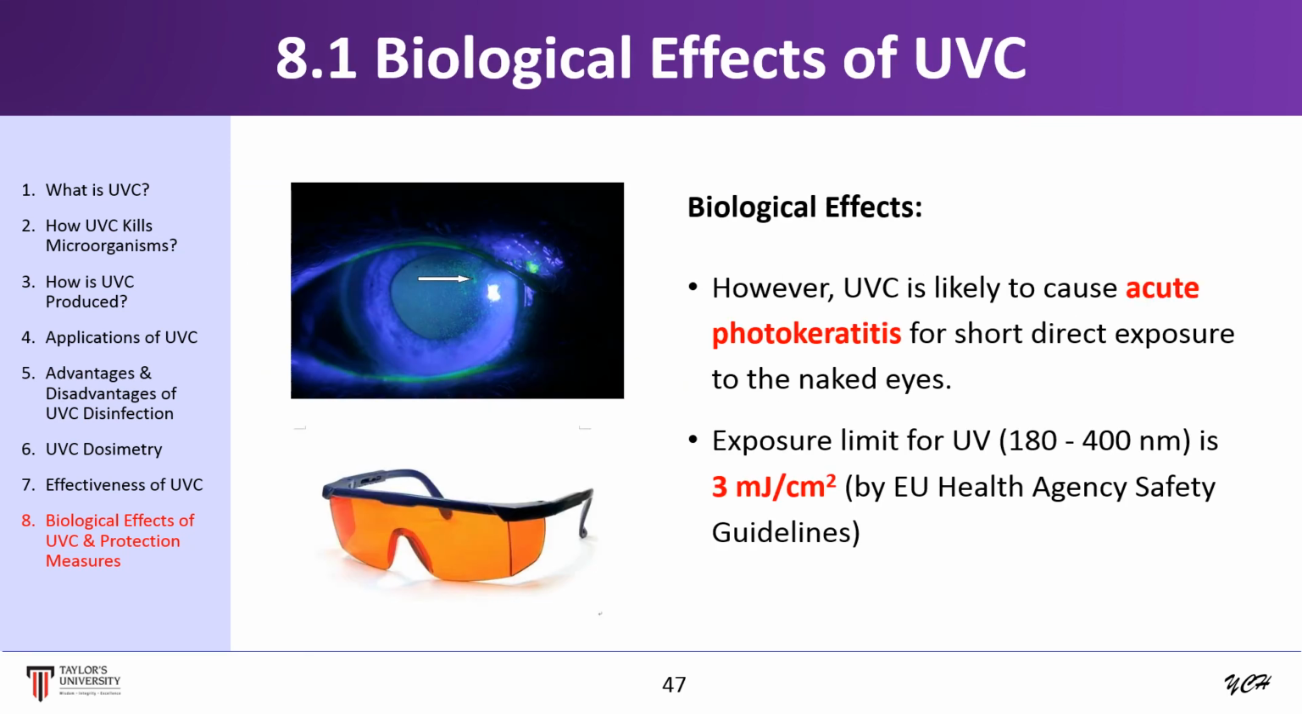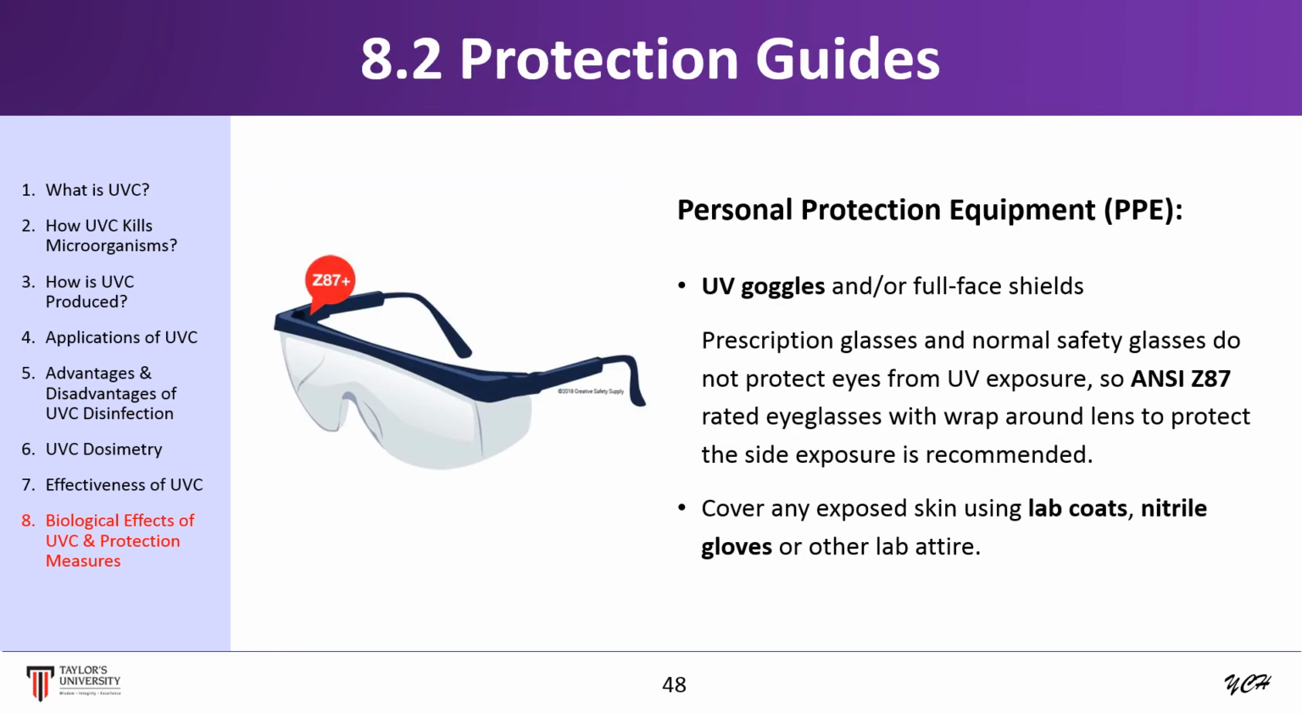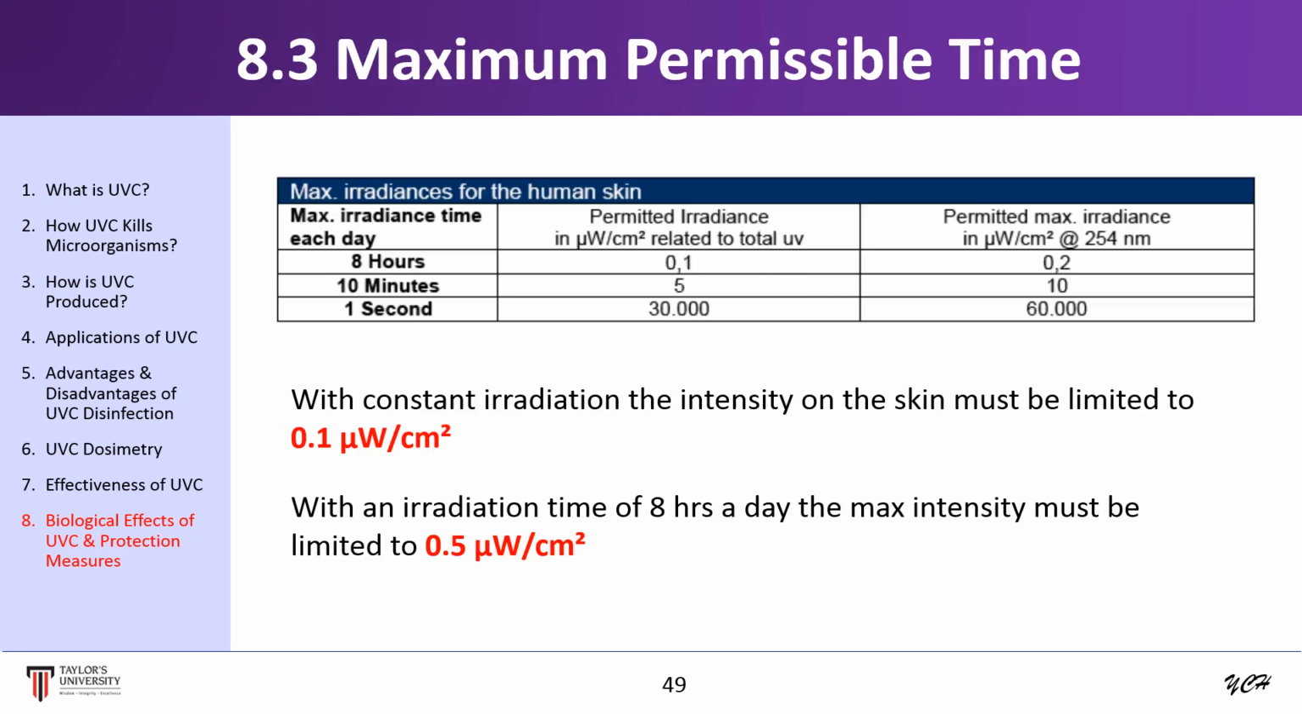However, UVC is likely to cause acute photokeratitis at the eye for short direct exposure to the naked eyes. An exposure limit for UV is 3 mJ per cm square as recommended by the EU Health Agency safety guidelines. And for personal protective equipment, UV goggles or the full face shields are recommended. In addition, cover any exposed skin using lab coats, nitrile gloves, or other lab attire.